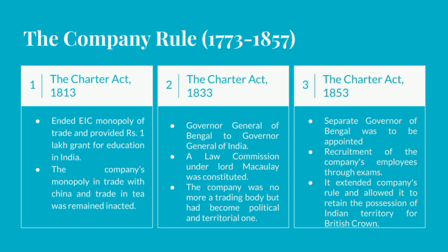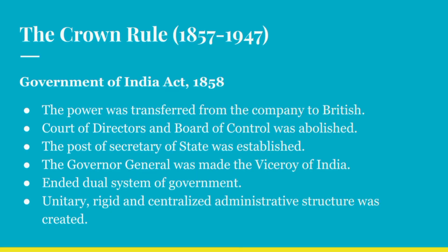Now we are going to learn about the acts formed under the Crown Rule. The period of Crown Rule is almost 90 years, from 1857 to 1947. The first act under the Crown Rule was the Government of India Act 1858. The main features of this act: the power was transferred from the East India Company to the British Crown. Second, the Court of Directors and Board of Control were abolished. Third, the post of Secretary of State was established.